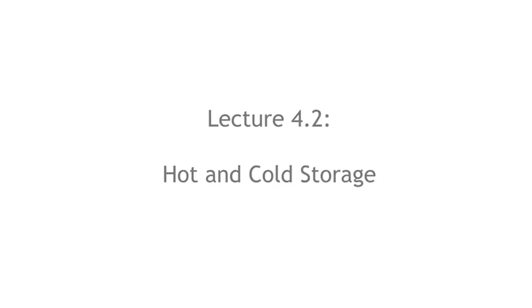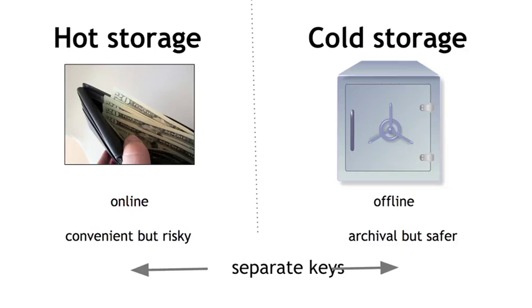In segment 4.2, we'll talk about hot storage and cold storage. Recall that in 4.1, we talked about how to store Bitcoins on your local computer, the equivalent of carrying money around in your wallet or your pocket. The idea of hot and cold storage is that you're going to have some storage which is hot, or online, as on your phone or in your local computer.